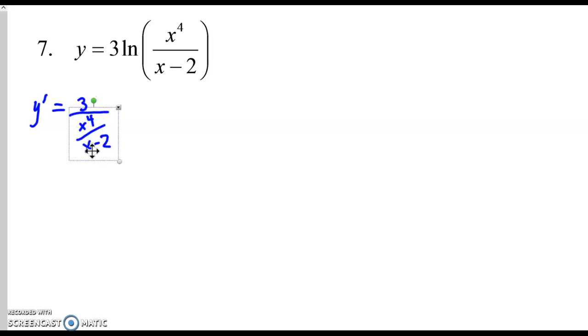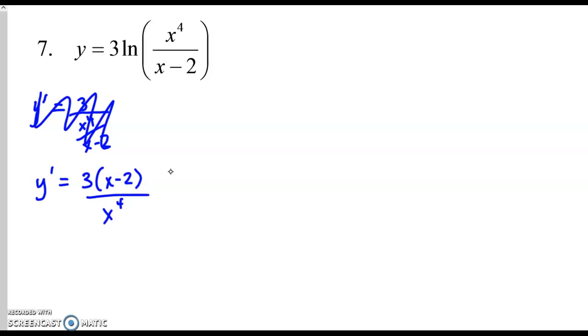Now remember when we did this the first time, it's 3 divided by x to the 4th over x minus 2. When we divide fractions, we reciprocate and multiply, so this is 3 times x minus 2 over x to the power of 4. I'm just going to write that in the next step. 3 times x minus 2 over x to the power of 4, multiplied by now the derivative of u. We can see we're going to use the quotient rule here.